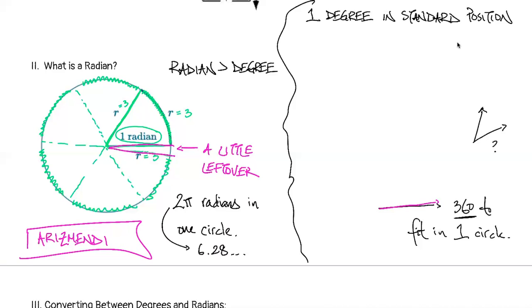A radian is bigger than a degree. And there are 360 degrees in a circle. That's what we're used to thinking about. Now we want to think about it in terms of radians as well. We're measuring it with a different type of unit, okay? That's all a radian is. It's a different way to measure an angle, all right?